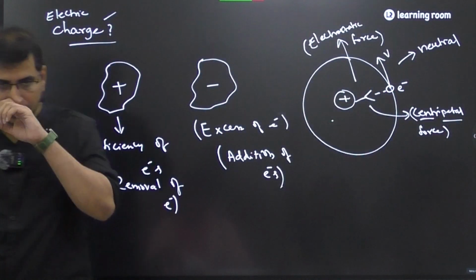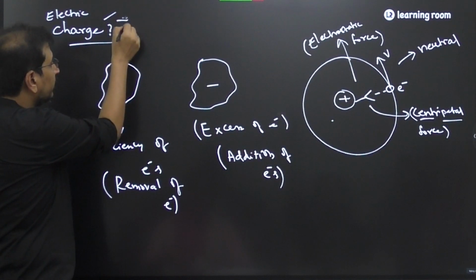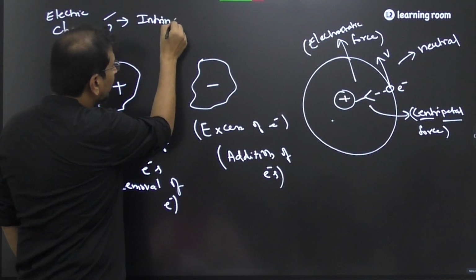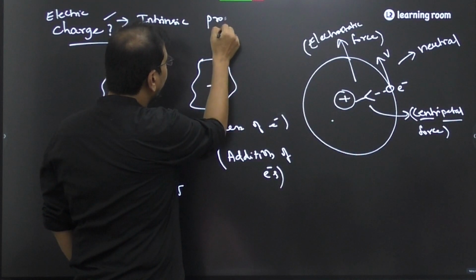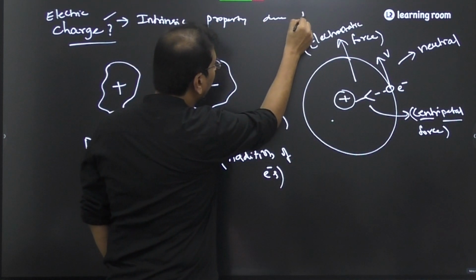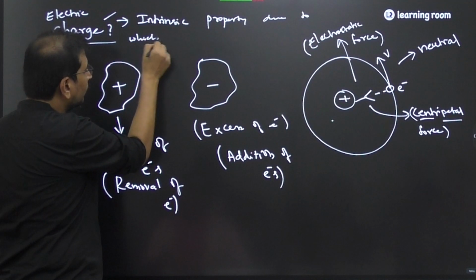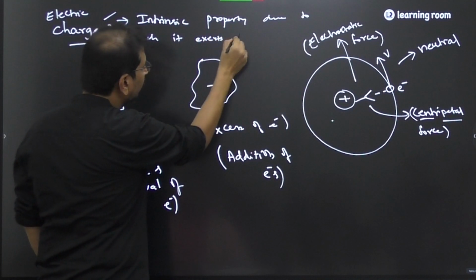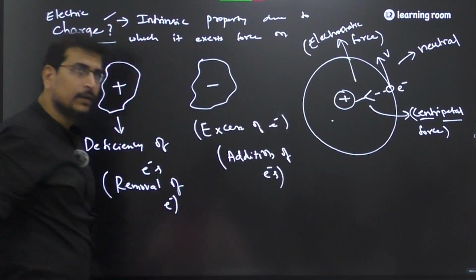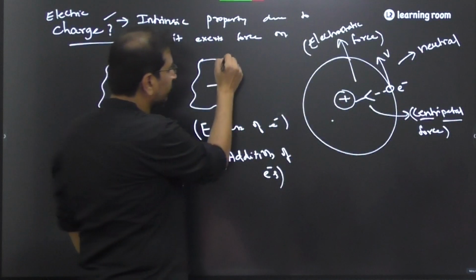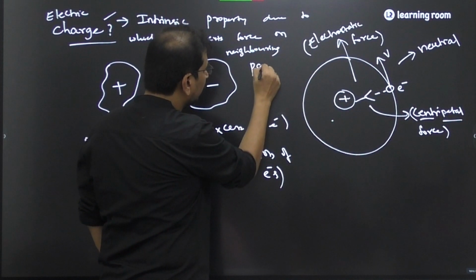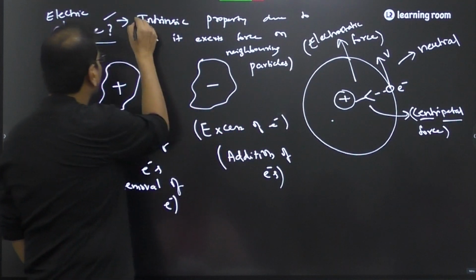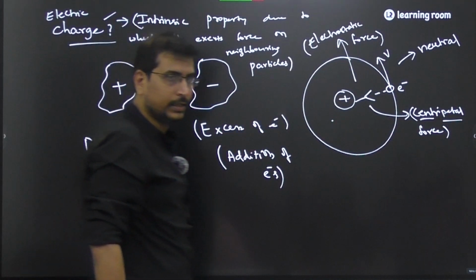So consolidating all this information, if I have to give you a definition of what it is called: something called an intrinsic property. Intrinsic means naturally occurring. Intrinsic property due to which it exerts force on neighboring particles. We'll visualize this. So this is the definition of electric charge.